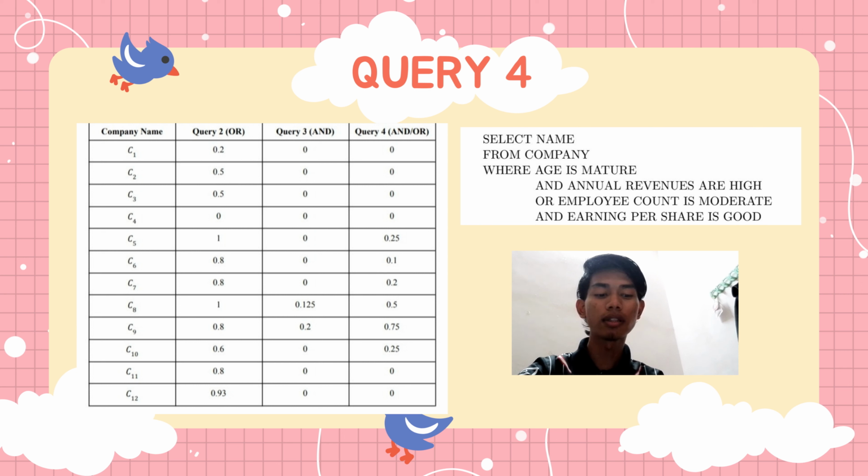Company 6, company 7, company 8, company 9, and company 10 is 0.1, 0.2, 0.5, 0.75 and 0.25 respectively. This is shown in the table below.